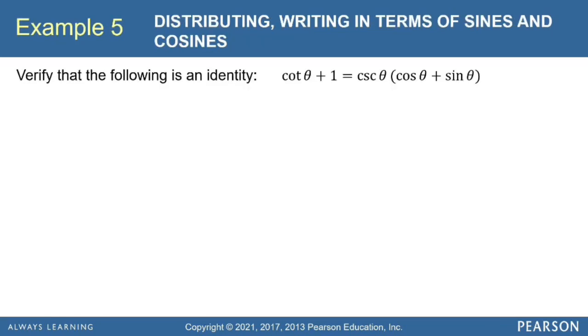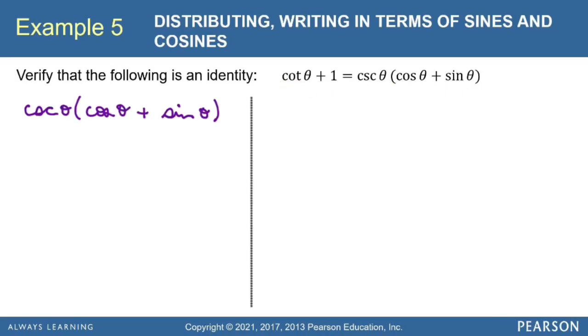So here is example 5, and it says verify that the following is an identity. Cotangent theta plus 1 is equal to cosecant theta times parentheses cosine of theta plus sine of theta. Now I think we would all agree that the right side is a little more complicated than the left side, so it's the right side that I'm going to copy down into my proof. Now the very first thing I see when I look at this expression is that I could distribute that cosecant of theta. So let's do that first.